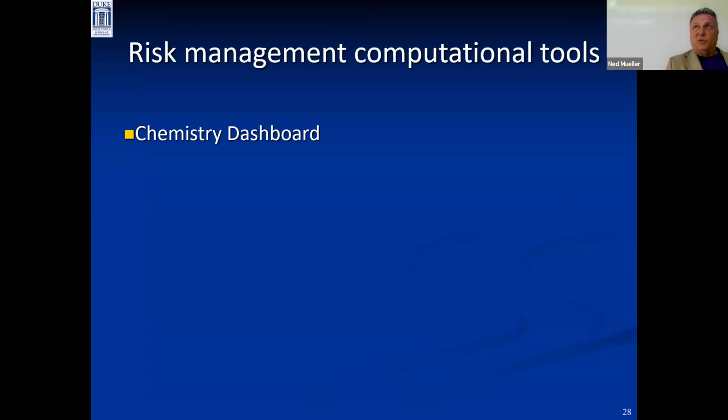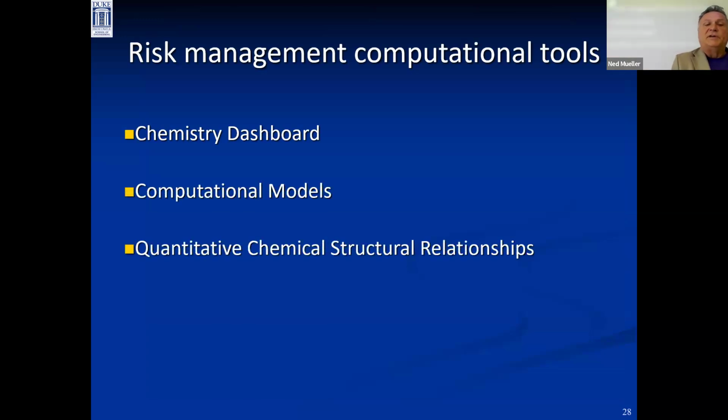The first one's a chemistry dashboard, which has about 1.3 million chemicals in it right now that our group researchers have added to a lot. Then there's computational models, something called similarity indices, like quantitative structure-activity relationships, QSARs, where you know a lot about one compound, you don't know anything about the other compound, but there are some similarities to it. We actually have tools for you to do that.